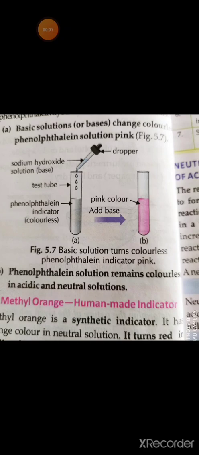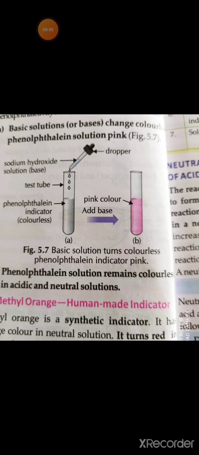Okay, in the previous session we revised the natural indicators, and in this session we will revise the synthetic indicators. Synthetic indicators means man-made indicators, and there are two in your syllabus: phenolphthalein and methyl orange.